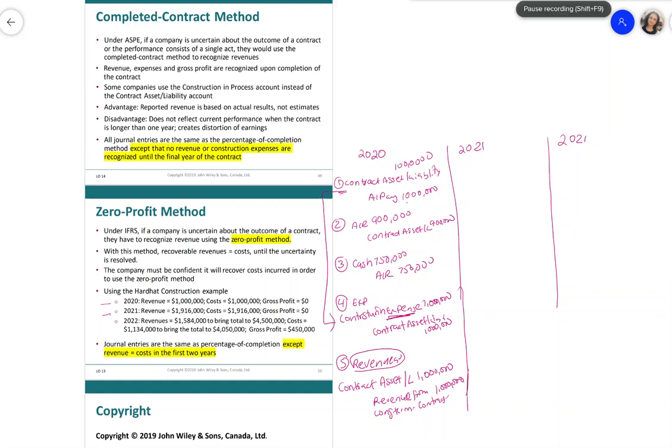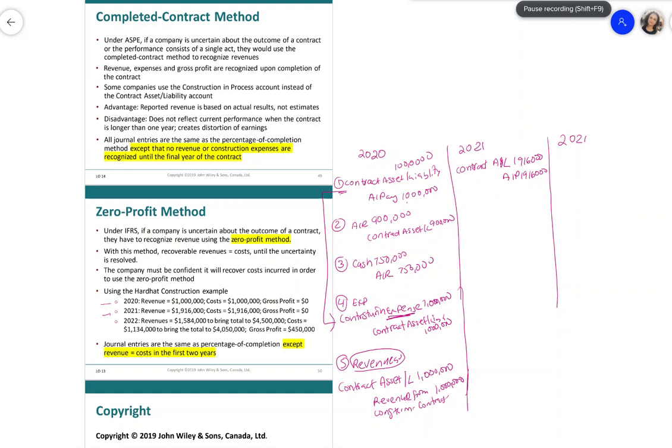Now this entry is exactly the same as what we did under the percentage of completion method and the completed contract method. They are all the same. In this case, it was a contract asset / liability, and we have an accounts payable, and it was 1,916,000. So that's the entry we had to do.